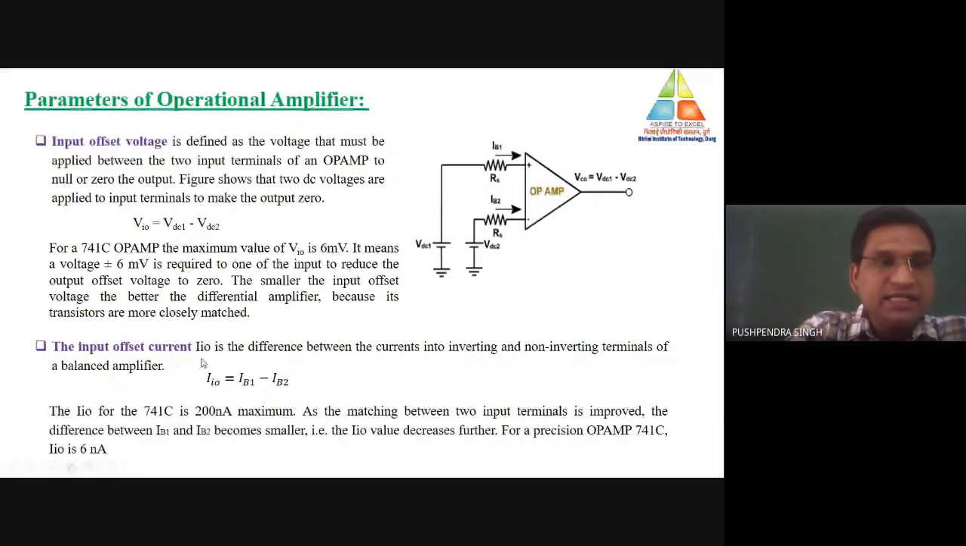Then the second parameter is input offset current. Input offset current is the difference of the input currents applied at the inverting and non-inverting terminals of the amplifier circuit. If IB1 is the first base terminal current and IB2 is the second base terminal current, then the input offset current is IB1 minus IB2, simply the difference of the two input currents, the same as input offset voltage. The maximum value of input offset current is 200 nanoampere in case of IC 741.